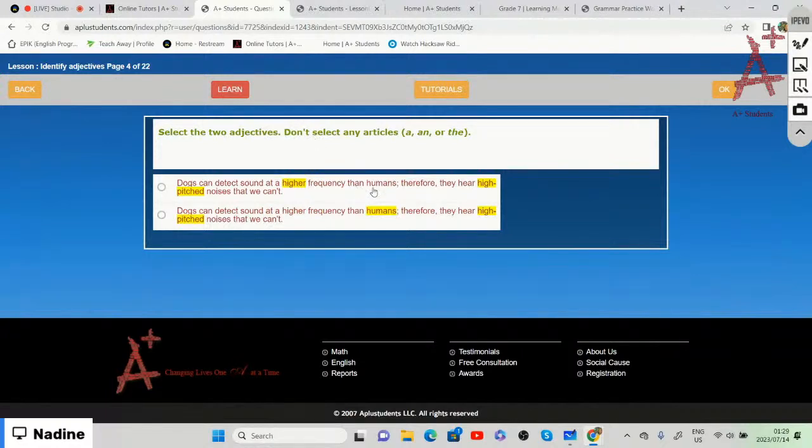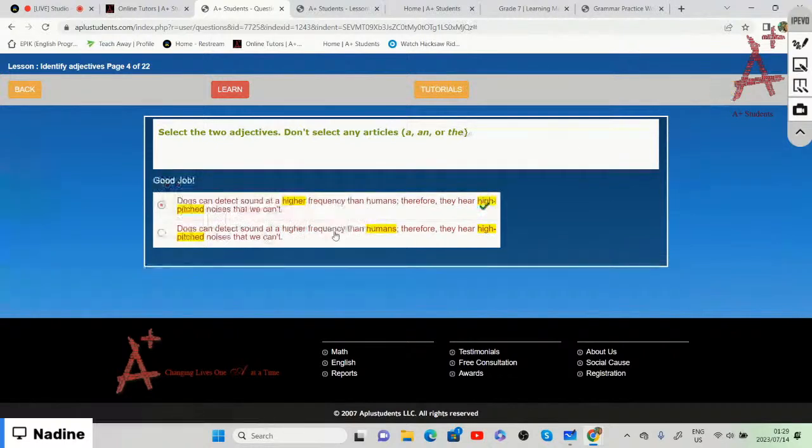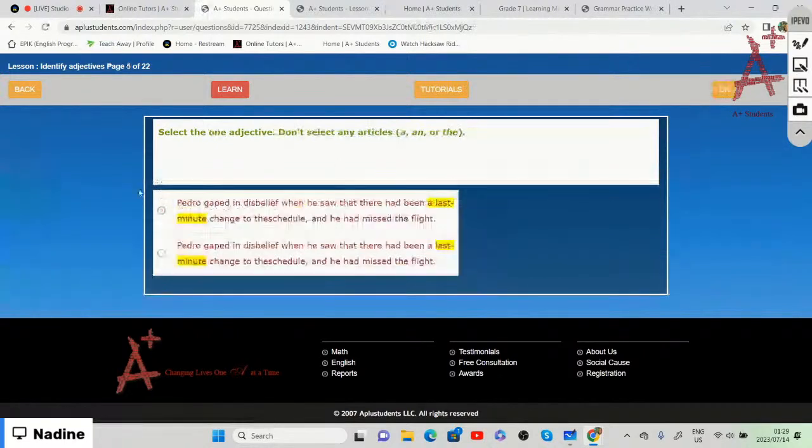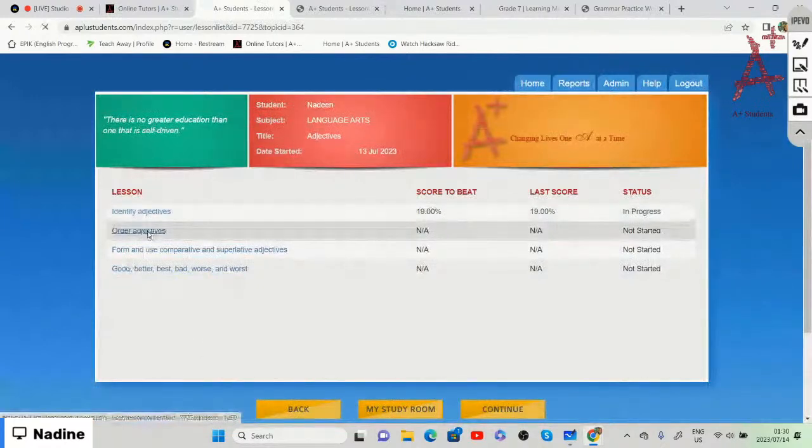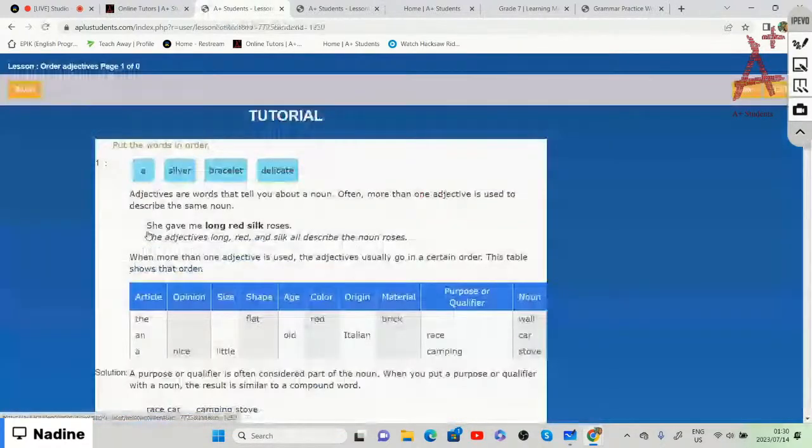All right, we're choosing the first one. Higher is the adjective that tells us about the frequency, and high pitched tells us about the noise. It modifies that noun. All right, let's go back. So that is identifying adjectives. Now let's go to the next one, which is order adjectives.